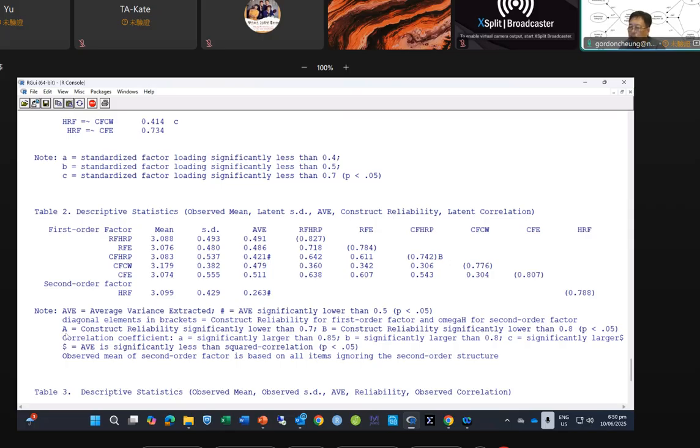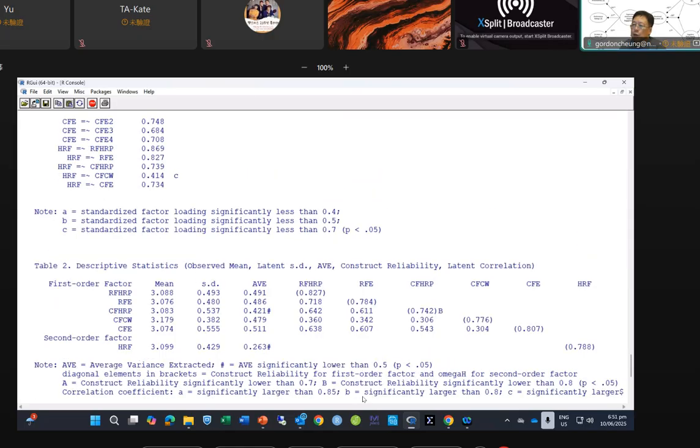But fortunately, it is not an A. An A means that the construct reliability is significantly lower than 0.7. If it is an A, then you cannot continue. But it is a B, so you can continue. You need to put it as a limitation. You need to mention this in the implication section. If I make myself clear, we look at the reliability, there is a subscript here which indicates that the construct reliability is significantly lower than 0.8, but it is not significantly lower than 0.7, so it is only a minor concern.